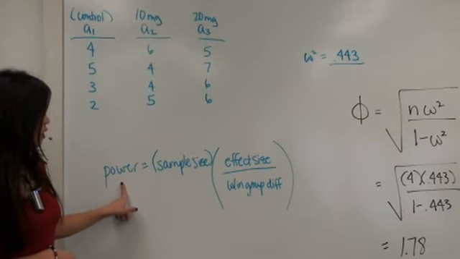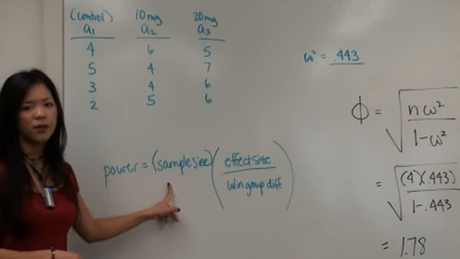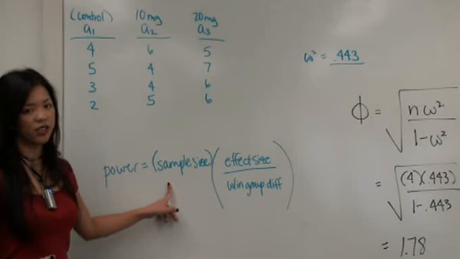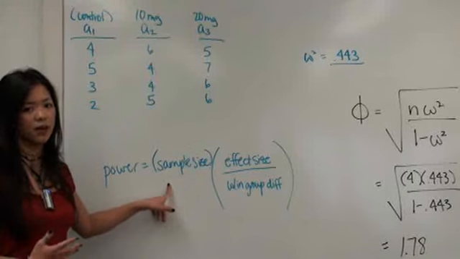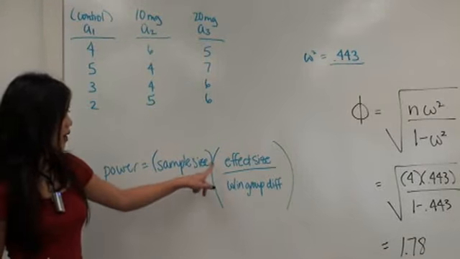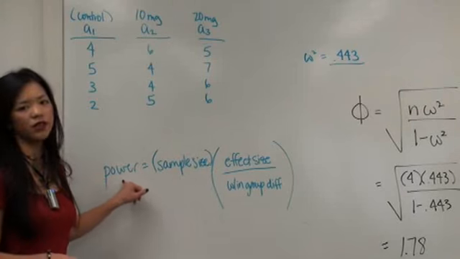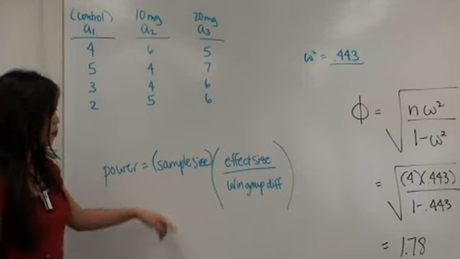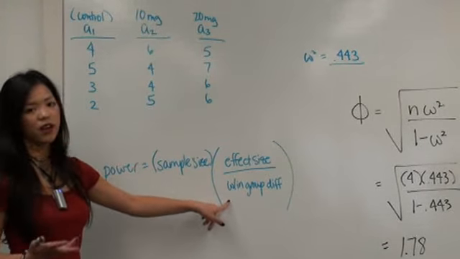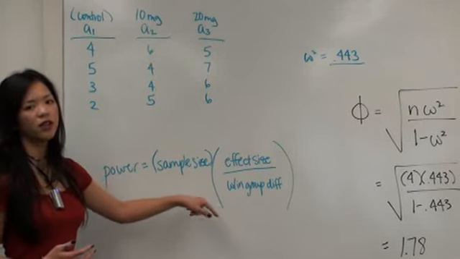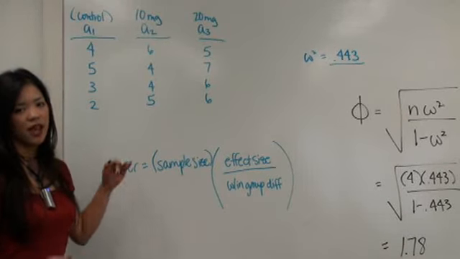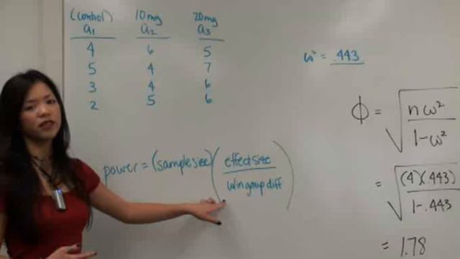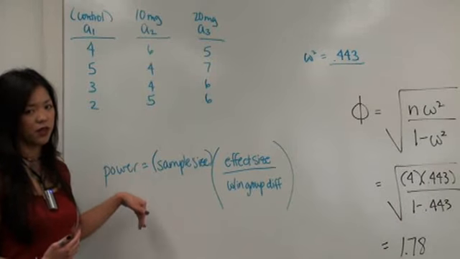So as power increases, sample size increases, meaning if we don't have enough power in our study, we can always increase the sample size to get more power. At the same time, as effect size increases, power also increases because they're directly related. Within group difference, which remember is our error term, as that gets smaller, our power will also increase. At the same time, if our within group difference increases, our power will decrease.